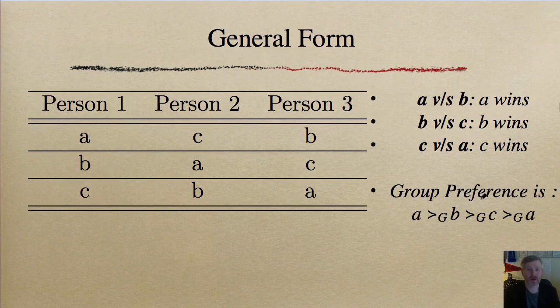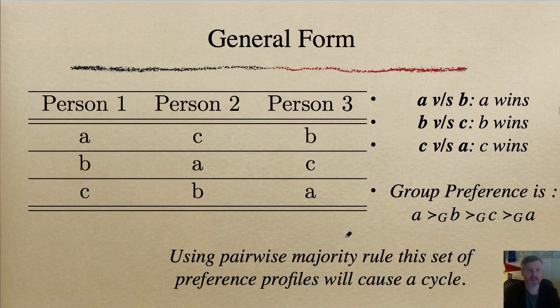The group's preference ordering is that the group prefers A to B, the group prefers B to C, but then the group prefers C to A, causing the vote cycle. This is an intransitivity. A Condorcet vote cycle means that the group's preferences using pairwise majority rule are intransitive, even though individually they each have transitive preferences. So using pairwise majority rule, this set of preference profiles will cause a cycle.